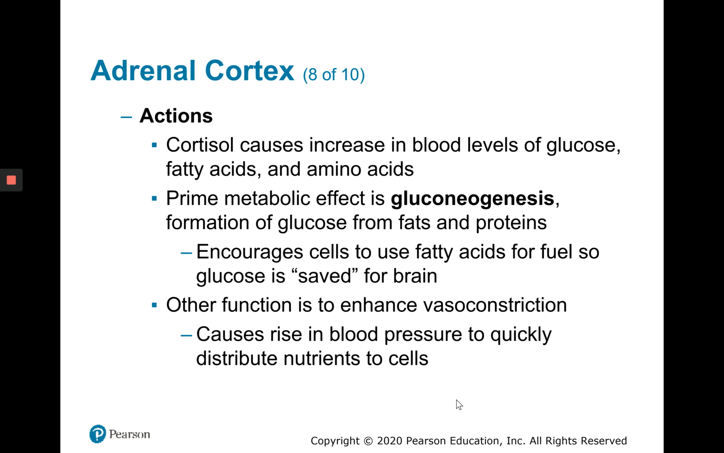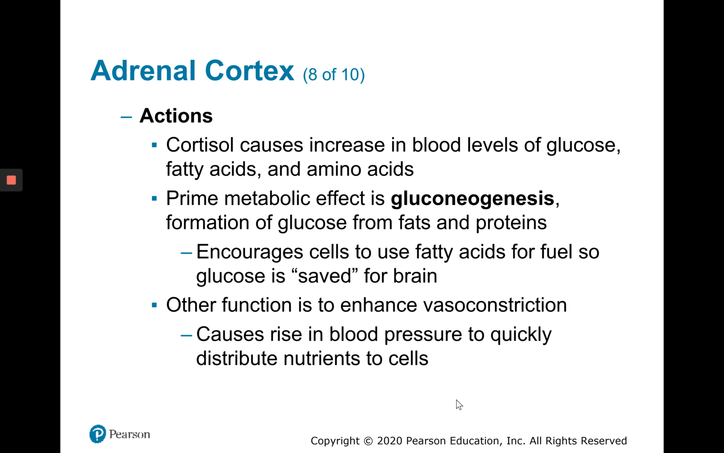Cortisol causes an increase in blood levels of glucose, fatty acids, and amino acids. And that makes sense because we're going to have a metabolic effect by using this glucocorticoid. One of those metabolic effects is going to be the use of glucose. So gluconeogenesis, which is the formation of glucose from fats and proteins, would require the mobilization of these fatty acids and amino acids. Remember, amino acids make up proteins. So we're going to encourage cells to use fatty acids and really encourage them to use protein.